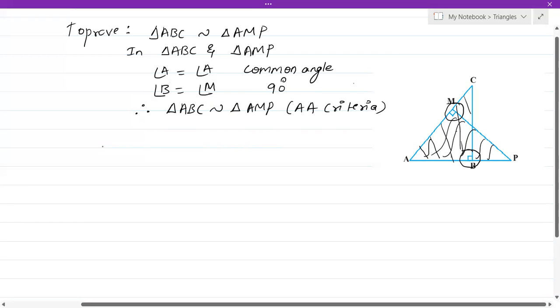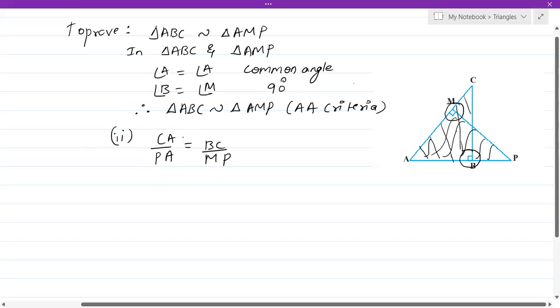Now, the second part that we have to prove is CA by PA is equal to BC by MP. If you have watched the previous video, I told you that if you want to prove such ratios are equal, that is CA by PA is equal to BC by MP, we have to take two triangles and prove that the triangles are similar.